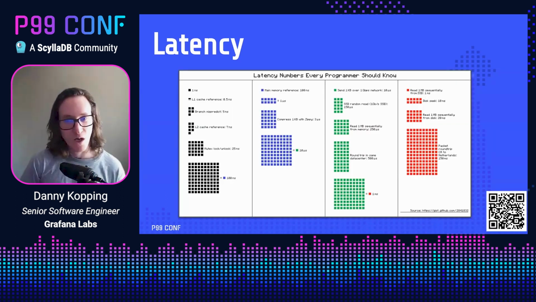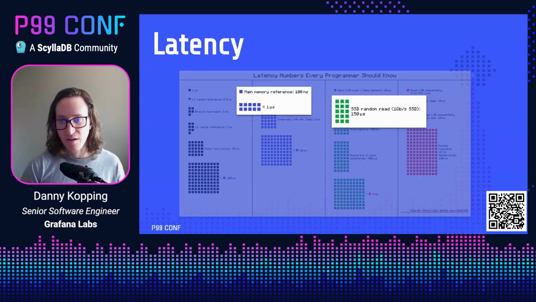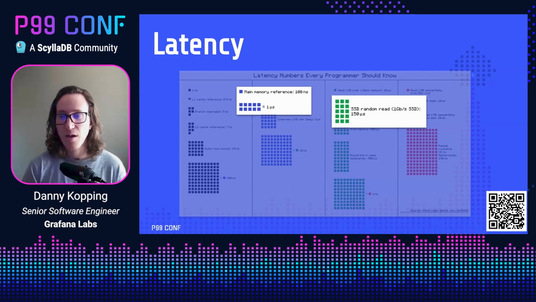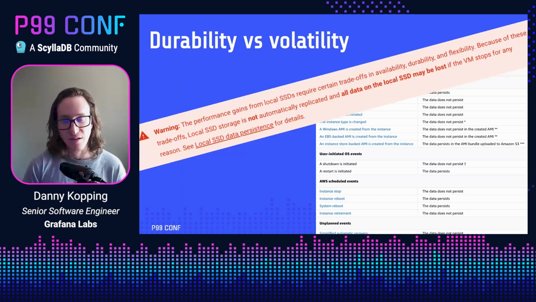Just to drive home why we're seeing this increase in latency, let's look at the latency difference between main memory and SSD random reads. We can see that accessing a megabyte of data from main memory takes about 1 microsecond, whereas fetching it from an SSD in a random read fashion, which we're doing, takes about 150 microseconds. So of course there would be a latency increase by adding SSDs into the mix. But as we can see, this is tolerable to us.